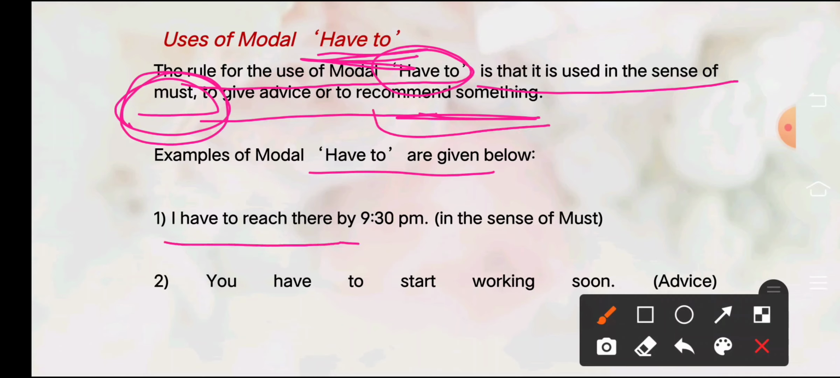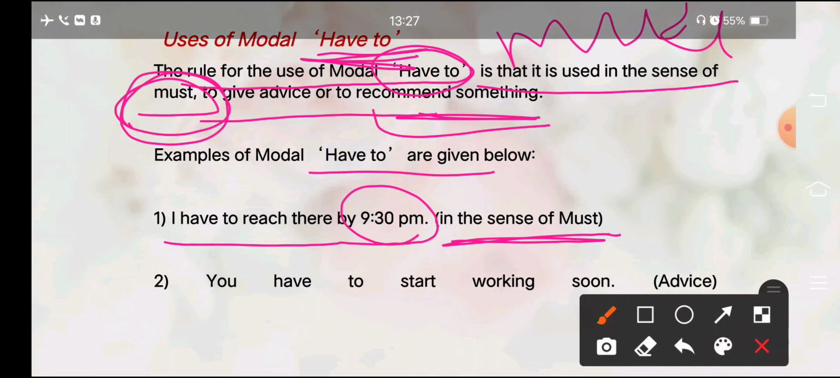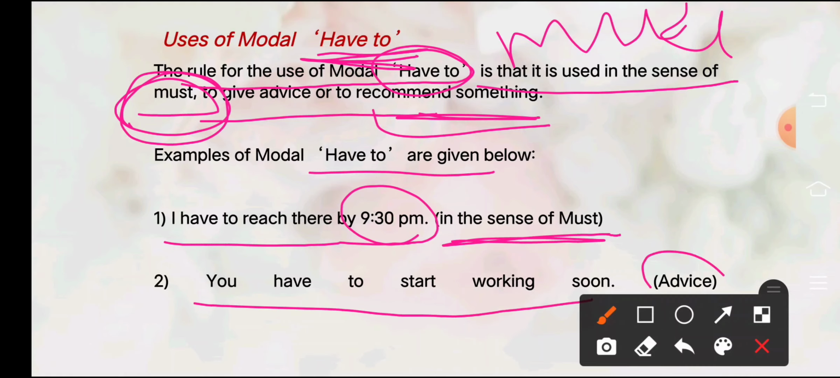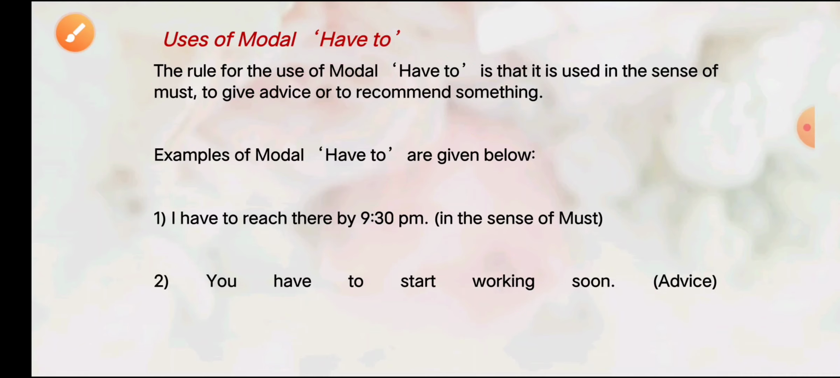I have to reach there by 9:30 p.m. So this is sense of a must. Okay, so this is generally used to give the sense of must कि ऐसा होना ही चाहिए. It's a duty. You have to start working soon. That is what advice. So these are the rules. These are the uses of have to.